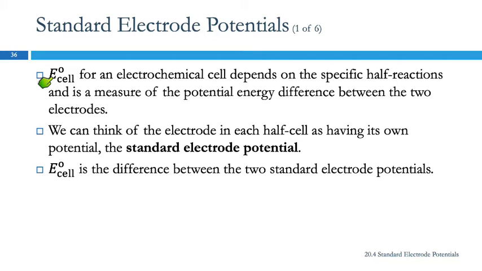That standard electrode potential for a given cell is going to depend on what two half reactions are happening. It measures the potential energy difference between the two electrodes. So we can think of each electrode in each half cell as having its own potential, the standard electrode potential. And so this is like the elevation at the head and the foot of the stream. And the difference between them is the potential energy difference. So the standard cell potential here is the difference between the standard electrode potentials.